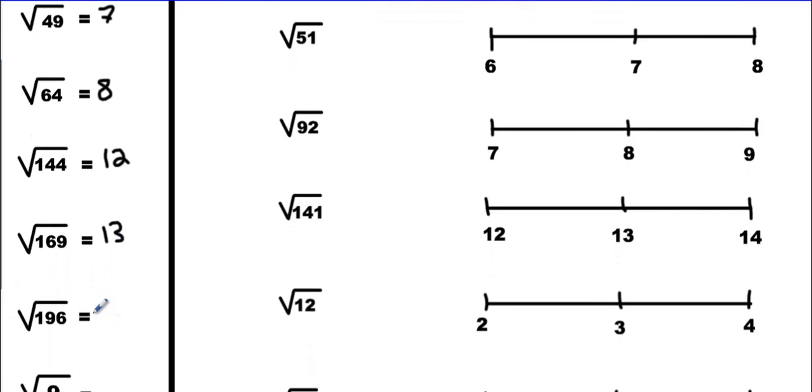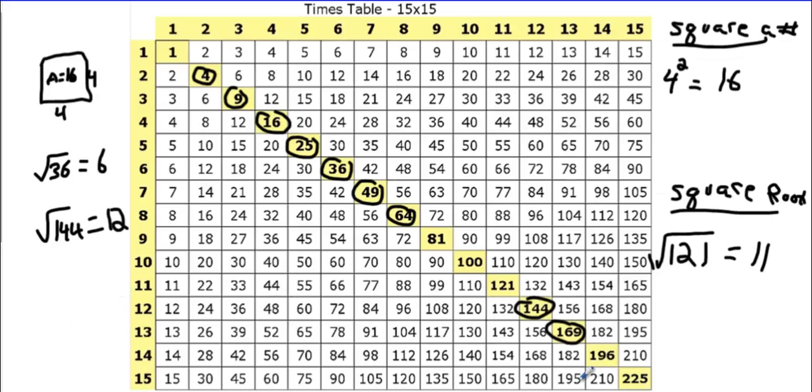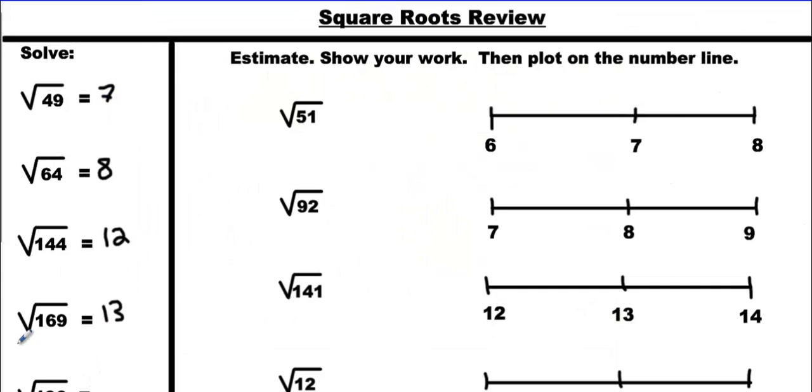This one, if you look on your table, you're going to get what? We're going to get 196. Let's find it. Oh, there it is. 14 times itself. So we're going to write 14 over here.